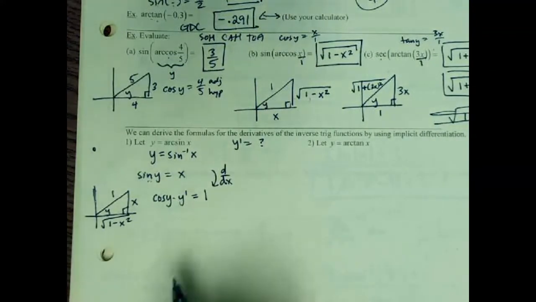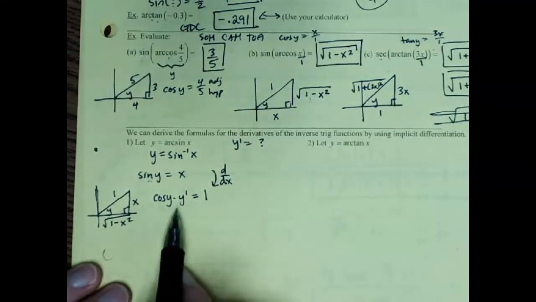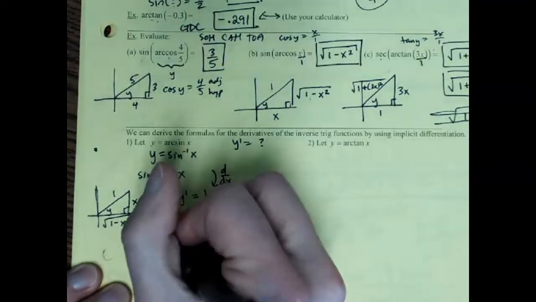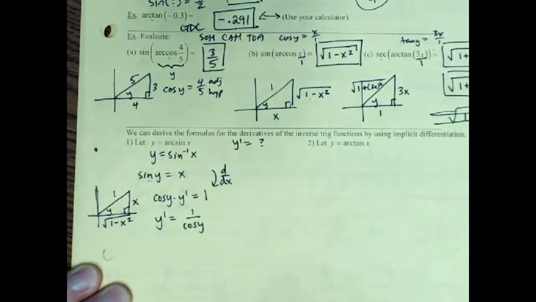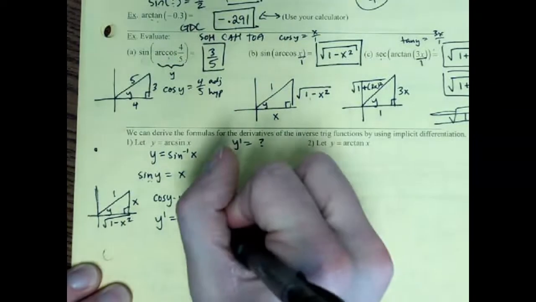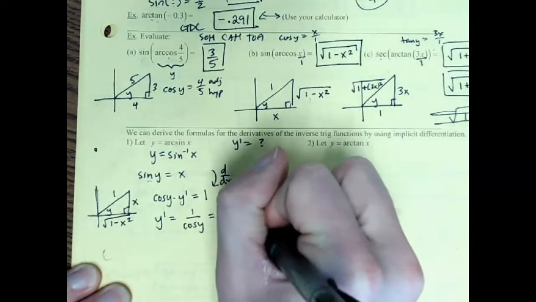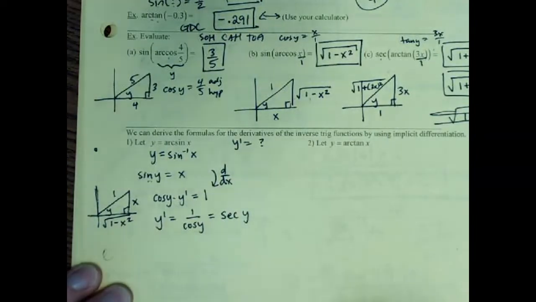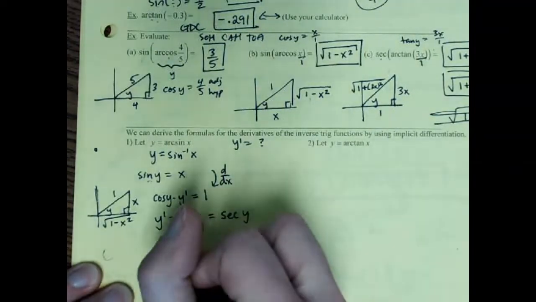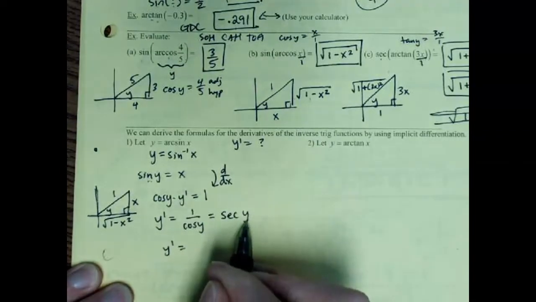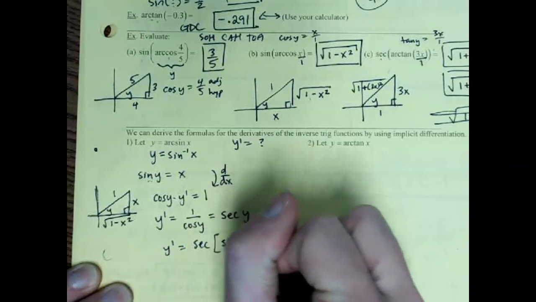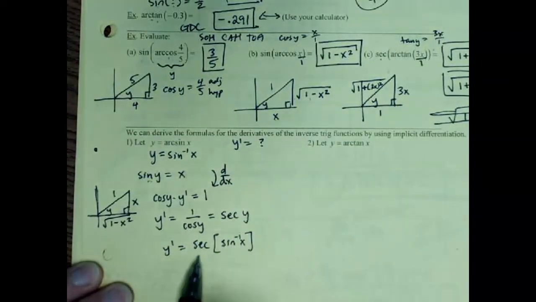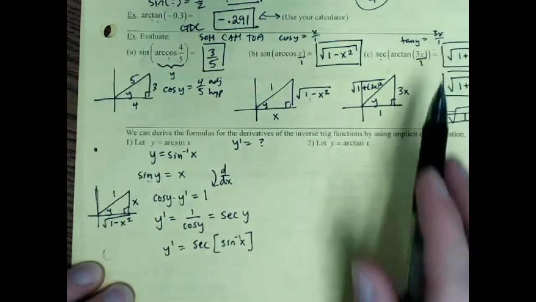Okay, so then what you would do is try to get the y prime by itself. So you would divide by the cosine, 1 over cosine y. Now, 1 over cosine y, that's the same thing as secant of y. And then if you wanted to, you could reverse substitute. And instead of it being y, you could write secant of sine inverse of x. And then here, that looks just like what we just did in those previous 3 examples.